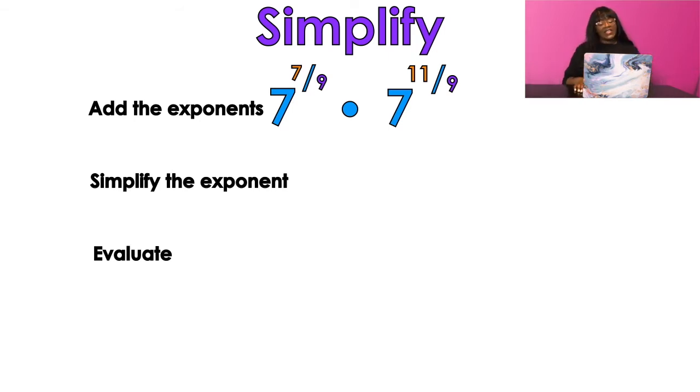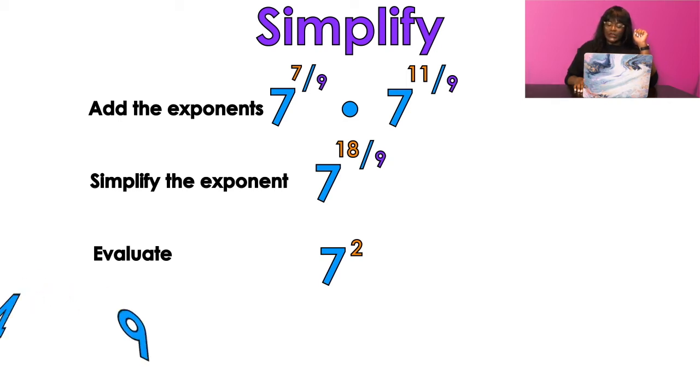So 7/9 + 11/9 is going to give me 18/9. Simplify the exponent, that's step number two. 18/9 simplified is 2. What's 7 squared? 49, baby. Look at that big old complicated problem that you started off with. Look what you finished with.